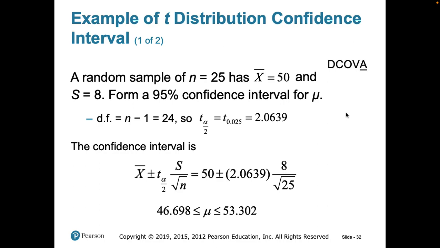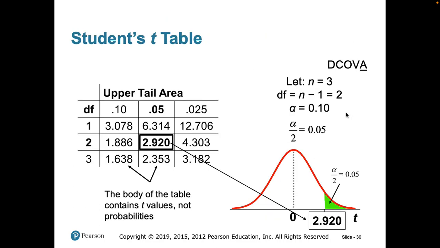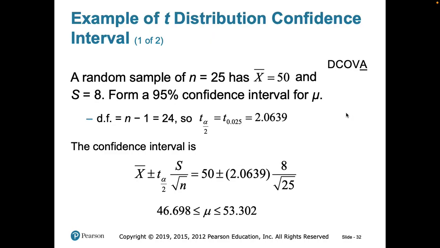And if you go back to your t table, you can see that you will find a value of 2.0639. So here you have your confidence interval. All you do is substitute the values, and you have that 46.698 is going to be less or equal to the population mean, which is going to be equal or less to 53.30. So 46.98 is your lower level, and then 53.302 is the upper level.